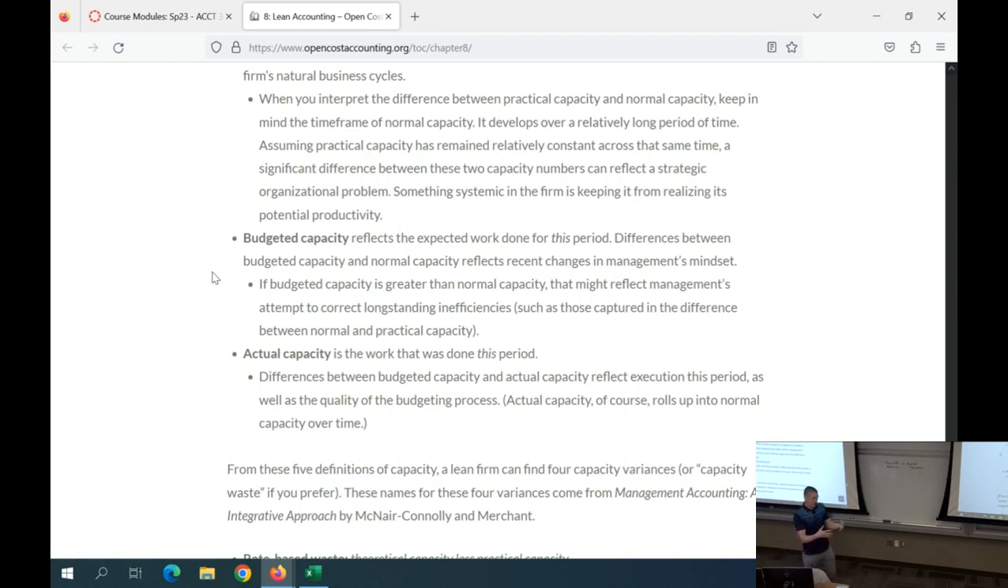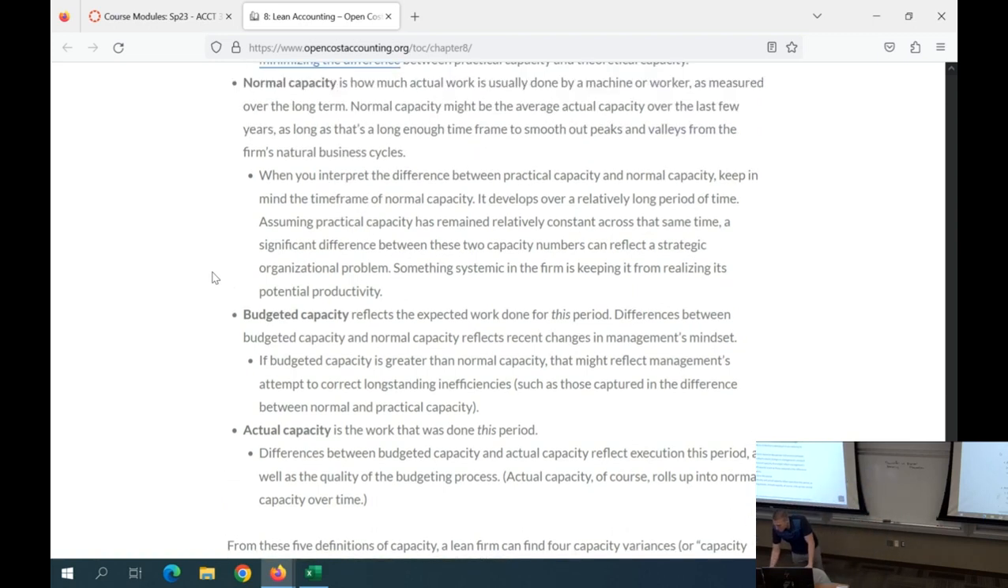But it's still a plan that was very realistically based. It's informed by what you actually thought you could accomplish and whatnot. So very empirical. And the normal capacity says, okay, well, let's try and even out the differences, smooth out the differences, and say how much is usually done. What is the capacity usually, in the last 3 to 5 years or so?